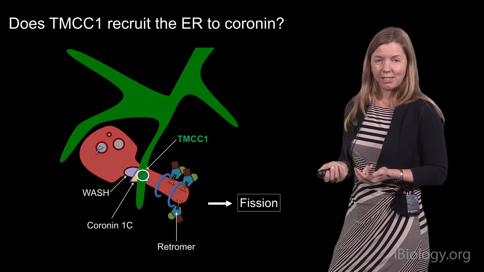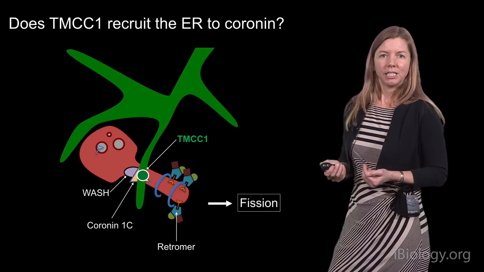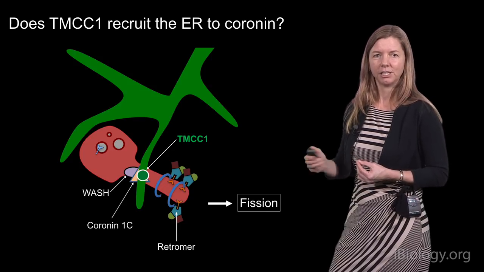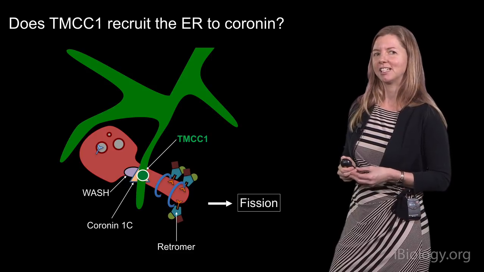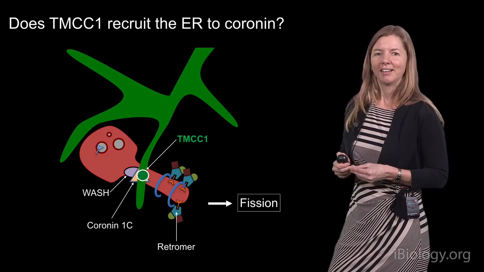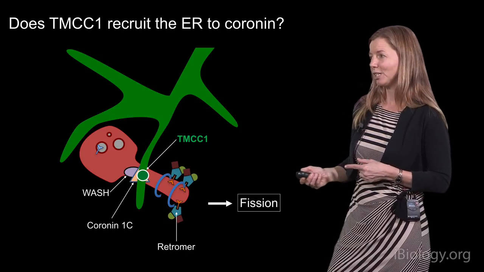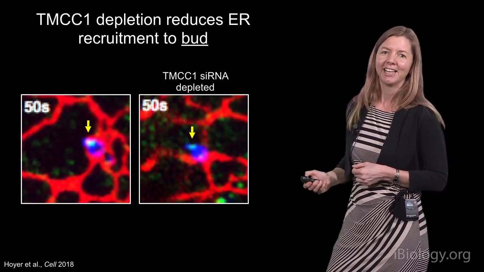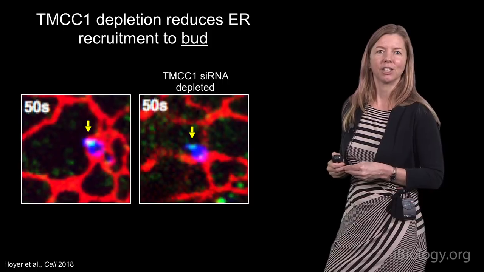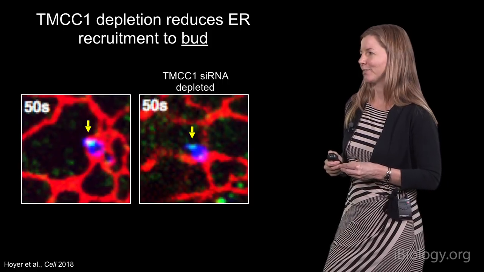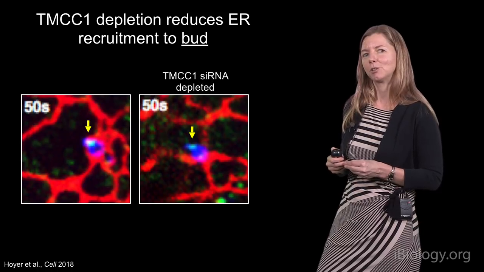So the next question is, does this protein TMCC1 play a role in recruiting the ER specifically to those coronin patches? And does it give a similar phenotype for ER recruitment as coronin? And so what we did was we depleted here TMCC1 and asked what happens to ER contact with the bud. And we see almost the identical phenotype that we saw when we deplete coronin.